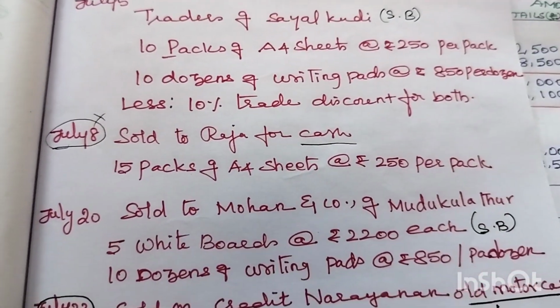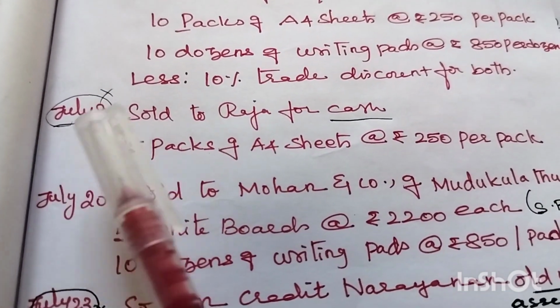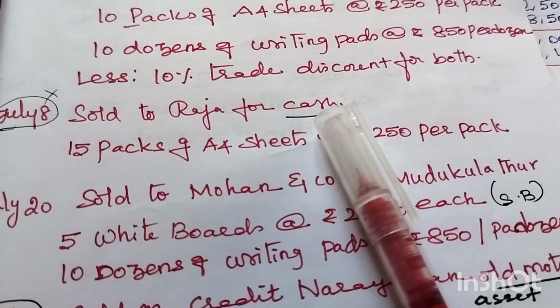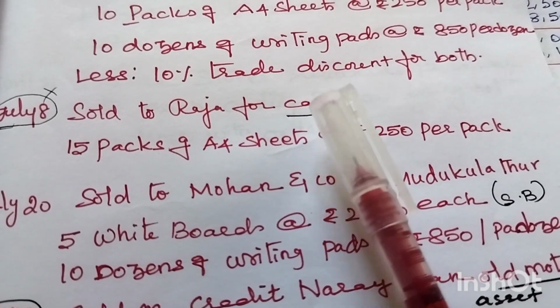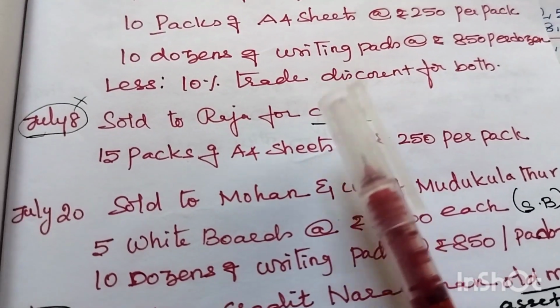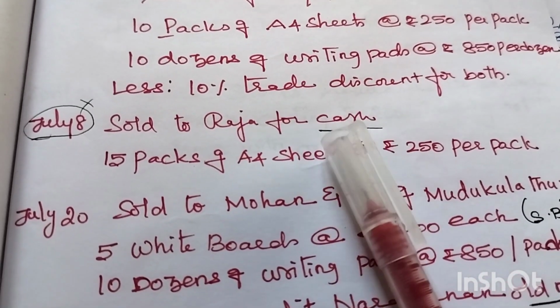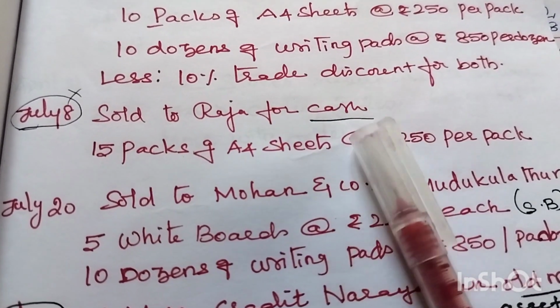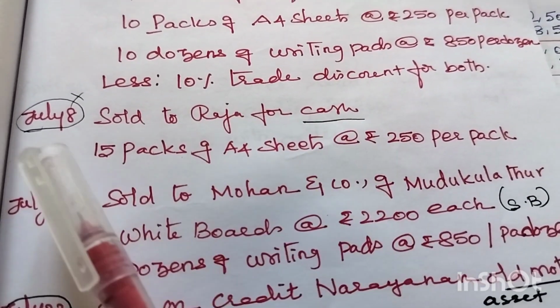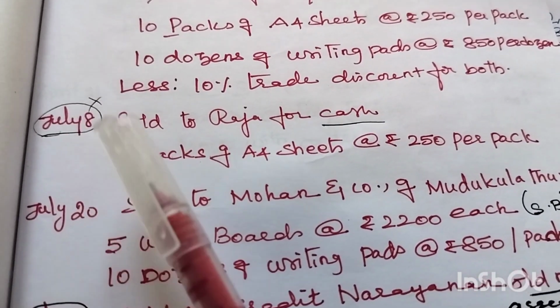Then come to the next transaction: July 8, sold to Raja for cash. Listen here, what does this transaction tell us? This transaction clearly tells us this is a cash sale. You never ever enter cash sales into the sales book. You only enter credit sales into the sales book. So you omit this transaction.